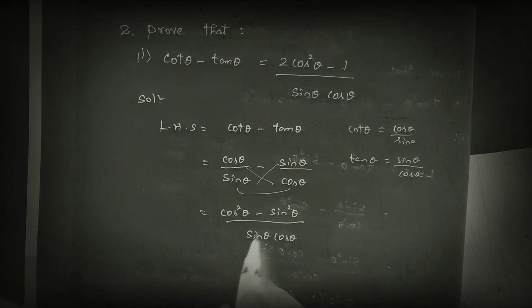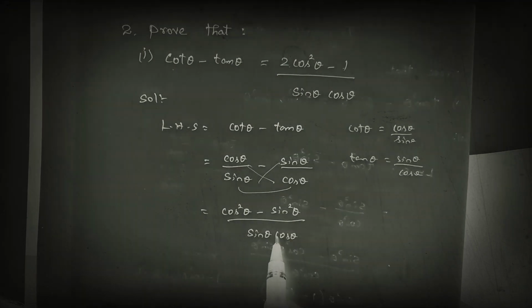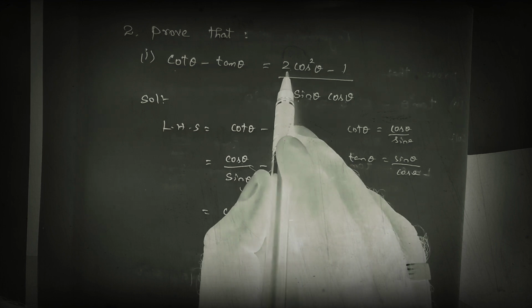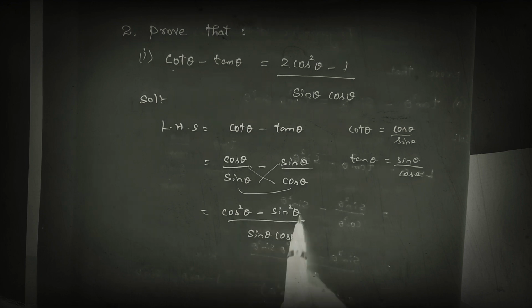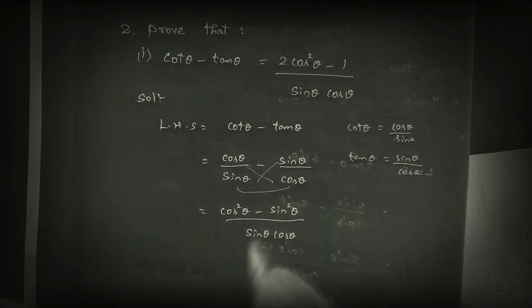Likewise, we have to compare. Compare the RHS. See, the denominator is sin theta and cos theta. We got the denominator. But the numerator should be 2 cos square theta minus 1. Here we have cos square theta minus sin square theta. So sin square theta is extra, and we have to remove the sin square theta. Just compare the RHS.